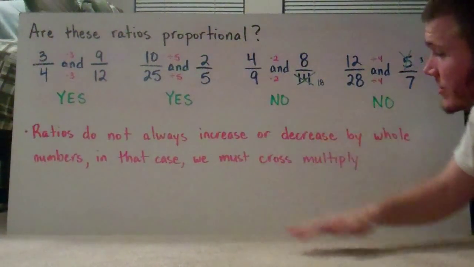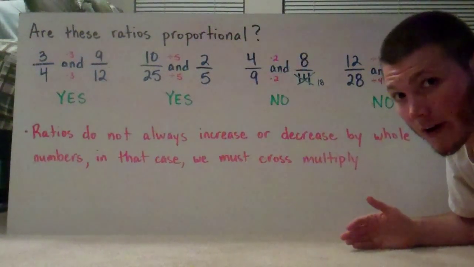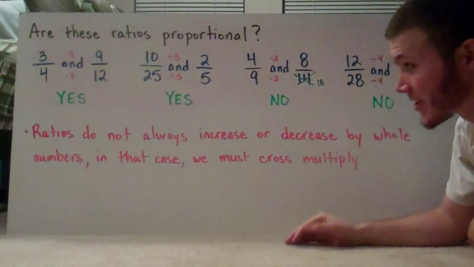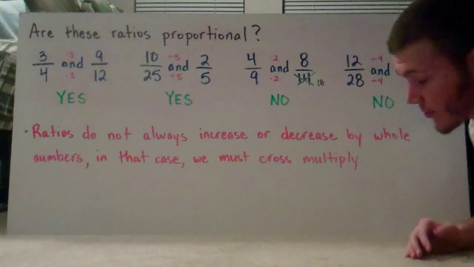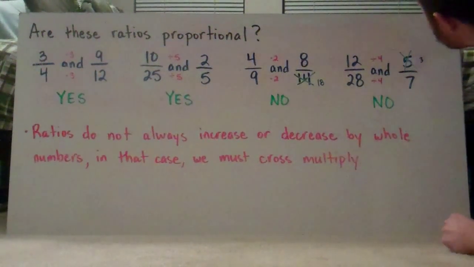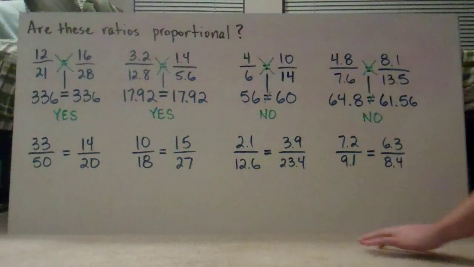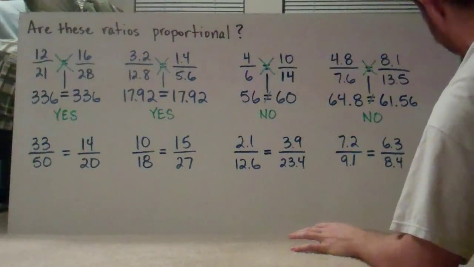But ratios don't always increase or decrease by whole numbers. I wish they did, because that would make my life and your life a lot easier, but they don't. And in that case, we have to cross multiply. So this is the main goal of the notes you're taking tonight. I know there's a lot up here, but let's look at these top 4 first.